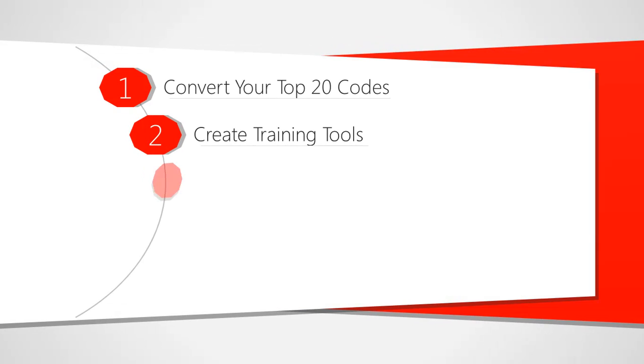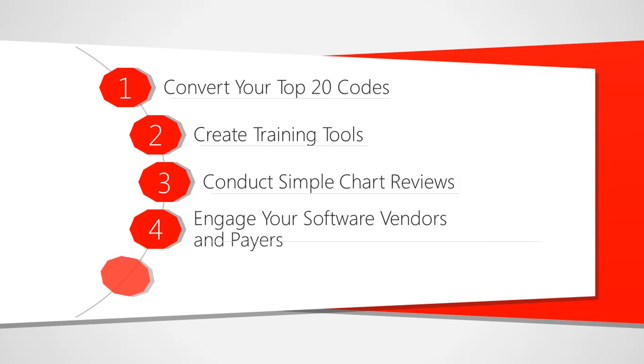Okay, so to summarize the 5 steps to jumpstart your ICD-10 project: number 1, convert your top 20 codes. Number 2, create documentation training aids. Number 3, perform simple chart reviews. Number 4, engage your software vendors and payers. And number 5, develop an overall project strategy that creates deadlines and accountabilities.